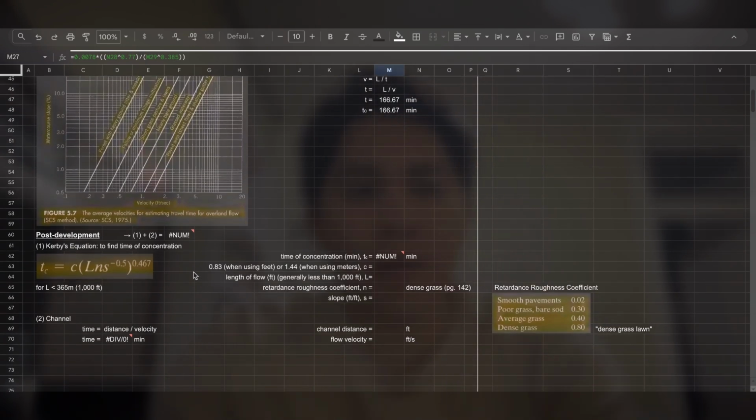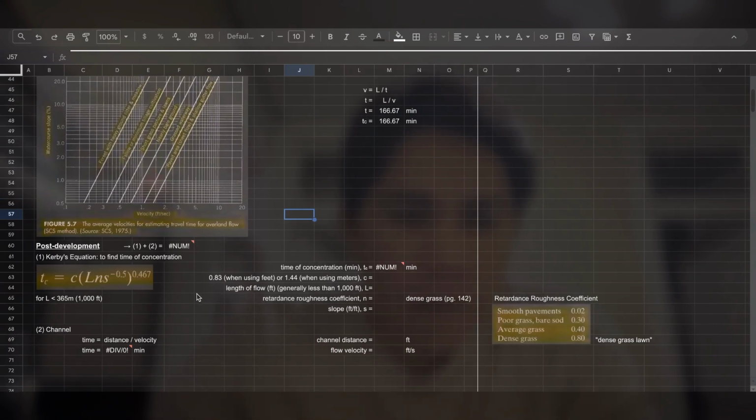For the post-development, part of the travel of the water is on the grass, on the normal surface, and the rest of it is in a channel. So we're going to have to sum up those two values, and we're going to get a value here. I have equations already put in here. That's why it says it gives us an error. But as we populate the cells, we're going to get our values.